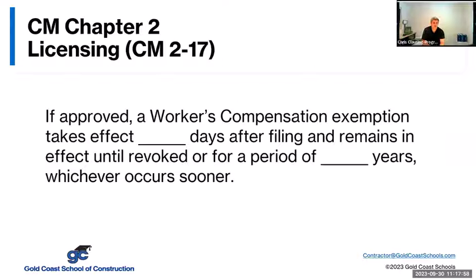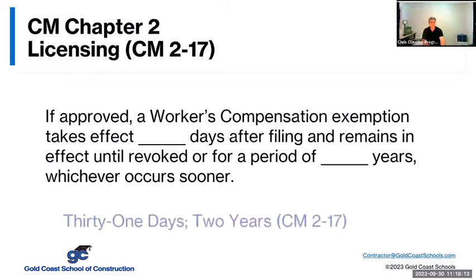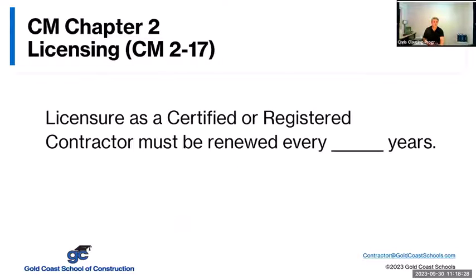And if approved, the workers' comp exemption takes effect how many days after filing and remains in effect until revoked, or for a period of how many years, whichever occurs sooner. So this is out of 217. And that's going to be 31 days and 2 years. Okay. Licensure as a certified or registered contractor must be renewed. How often? How many years? This will be one that you'll have memorized eventually. That's going to be every 2 years.